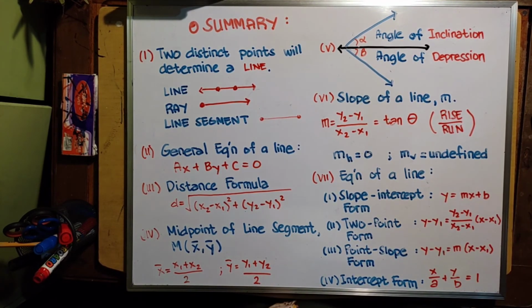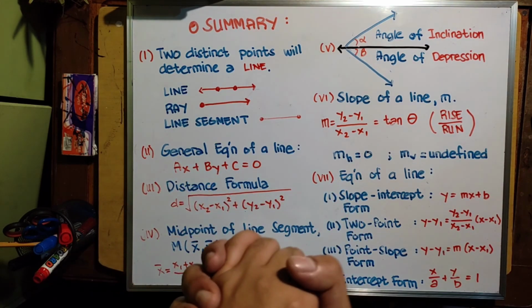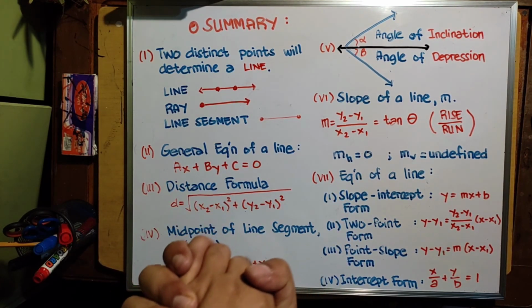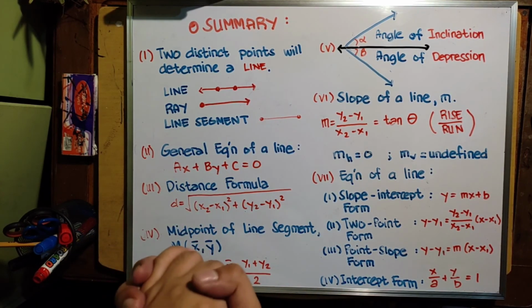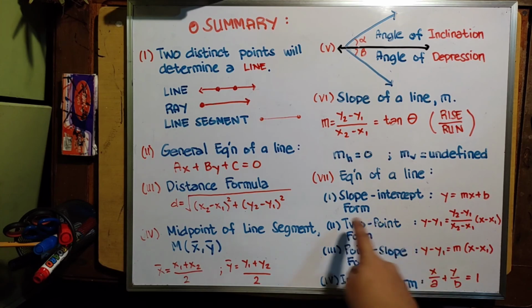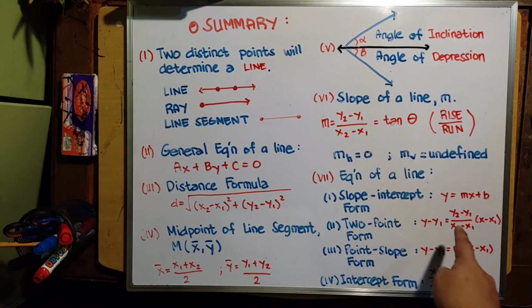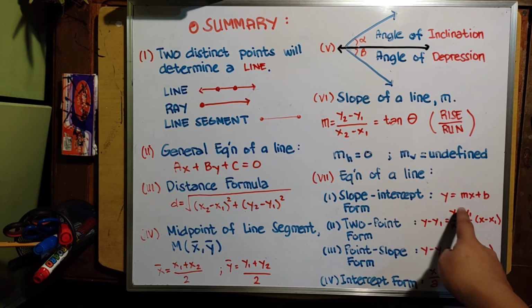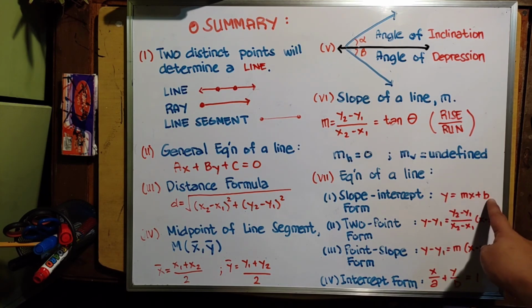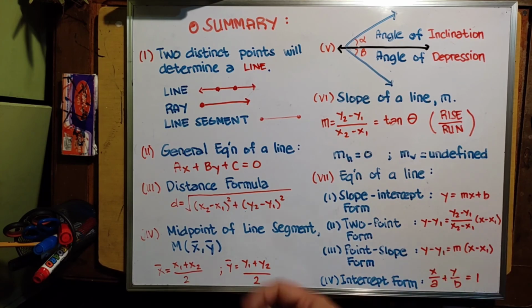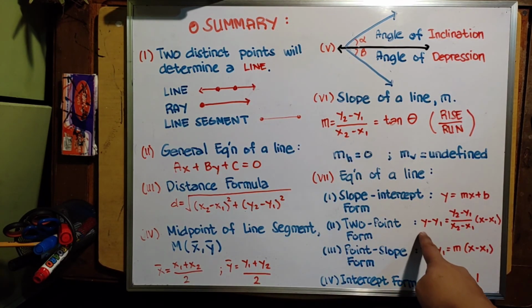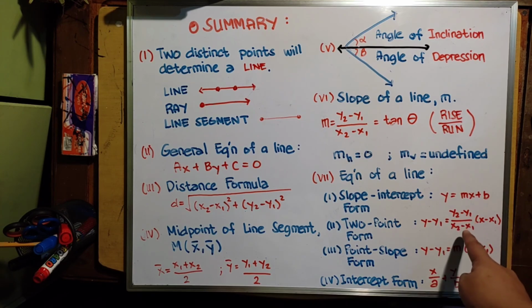Take note of that. And lastly, let's talk about the equation of a line. By the way, in choosing the equation of the line, choose what is best depending on the given. If we are given a slope and an intercept, then we use the slope-intercept form, y = mx + b, where m is the slope and b is the y-intercept. If we are given two points, then we use this: y minus y sub 1 equals y sub 2 minus y sub 1 over x sub 2 minus x sub 1, which is just the slope, times the quantity x minus x sub 1.